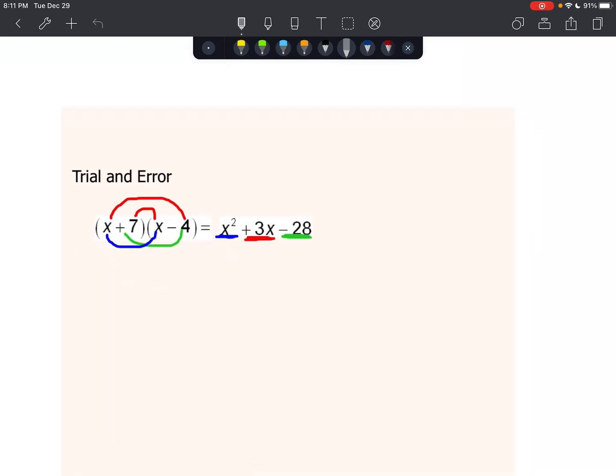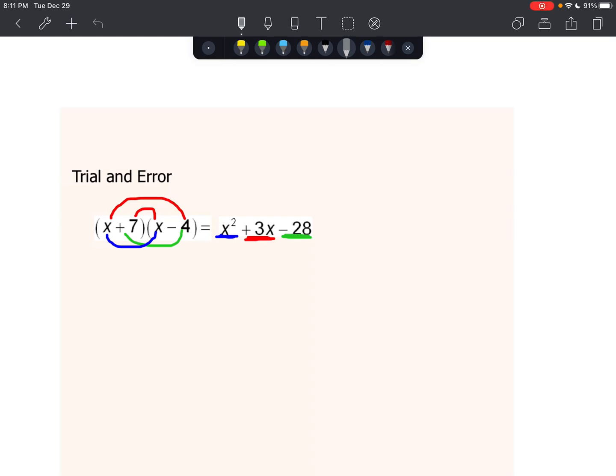When we are given a trinomial and asked to factor, the easiest way is to use the trial and error method. Now, trial and error requires you to be able to multiply and add or subtract. So at this point, we should all feel comfortable multiplying, adding, subtracting. So we should feel at ease with this trial and error method.